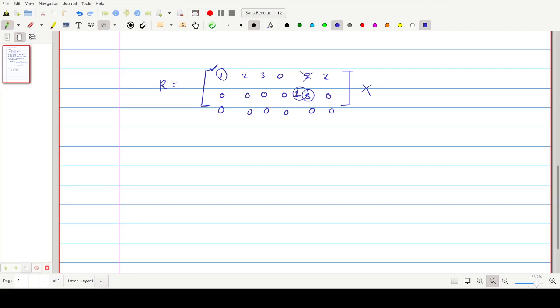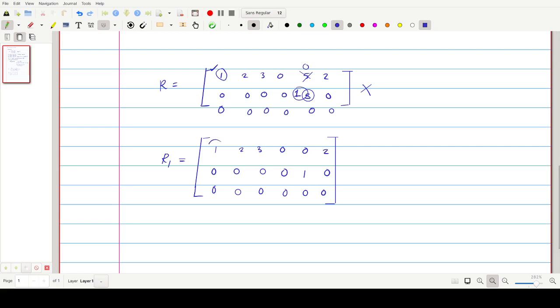Here we need to put this as 0, okay. Then if you consider a matrix of this form, the first row is 1 2 3 0 0 2, and the second row is 0 0 0 0 1 0 and 0 0 0. We can say that this is in the form of a row reduced echelon matrix, okay. So this is an example of a row reduced echelon matrix.